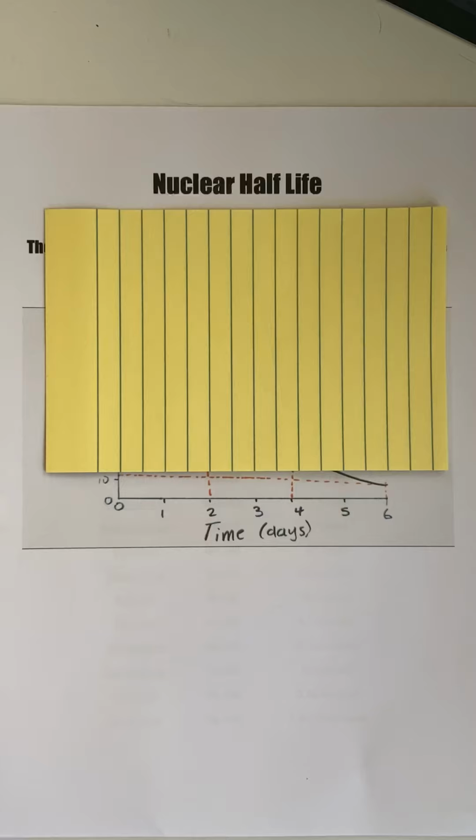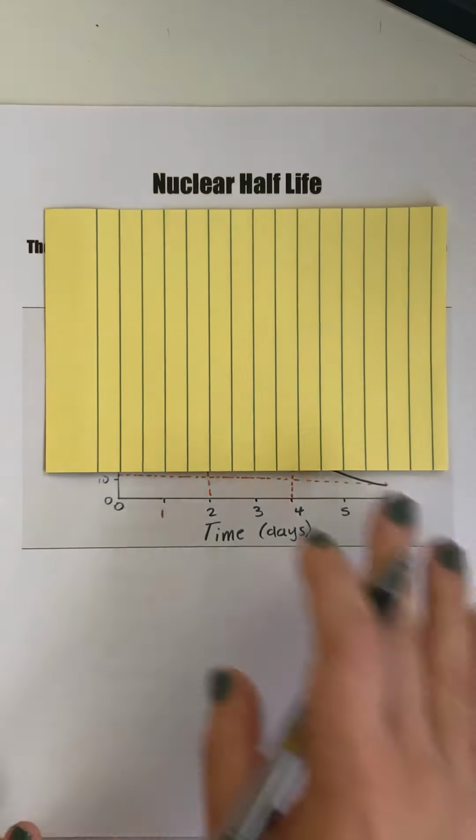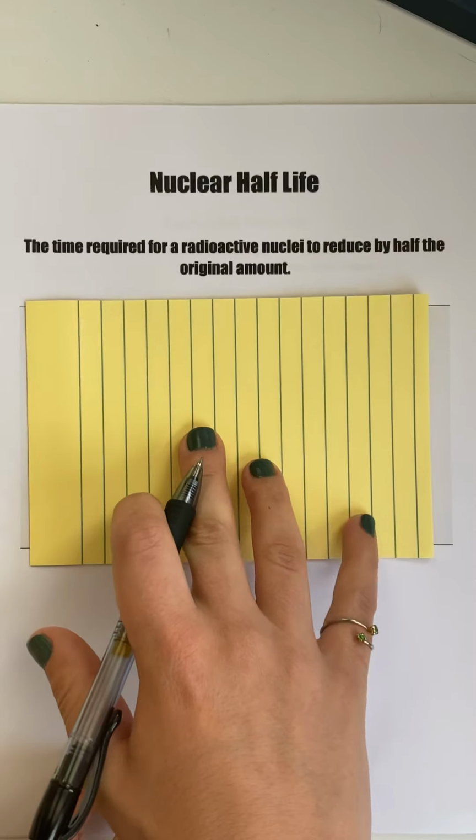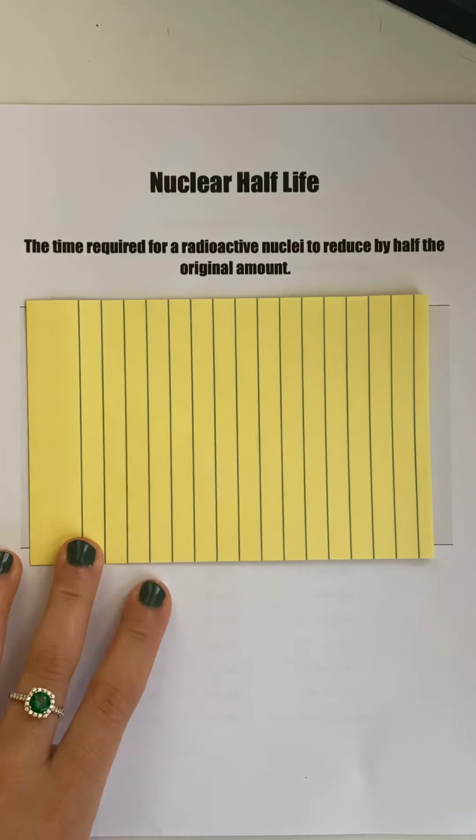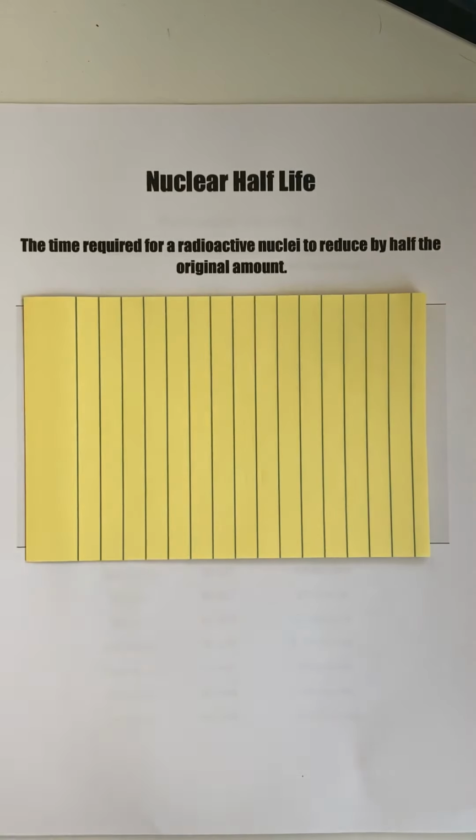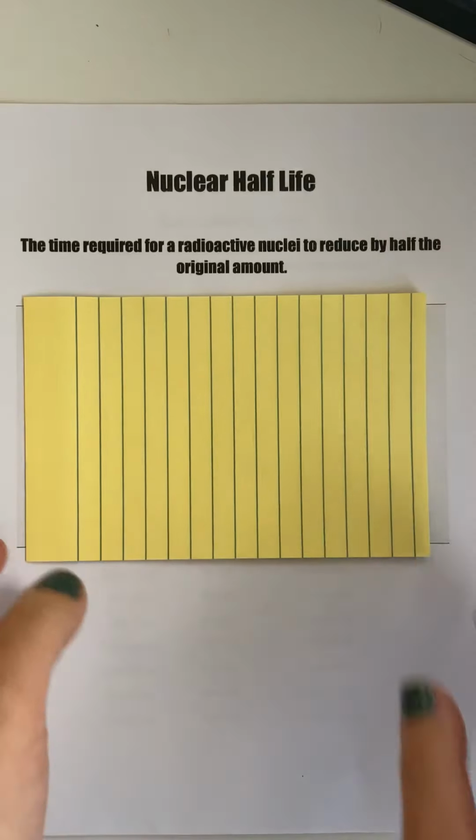We are actually going to be finalizing our unit on nuclear chemistry this week. There's just one more concept we need to deep dive into, and that is what we call a nuclear half-life. The definition of a nuclear half-life is the time required for a radioactive nuclei to reduce by half of the original amount. So let me give you guys some visuals of what this actually means.